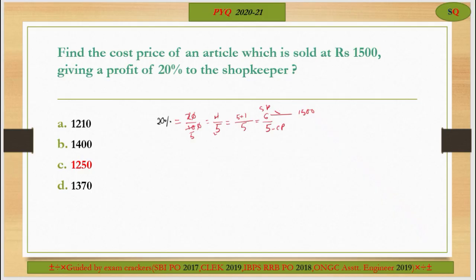Now multiplying 6 with 250, we get 1500. That's why we also have to multiply 5 with 250 to get the cost price. So how much is it? It is 1250. So the answer is C. Next question.